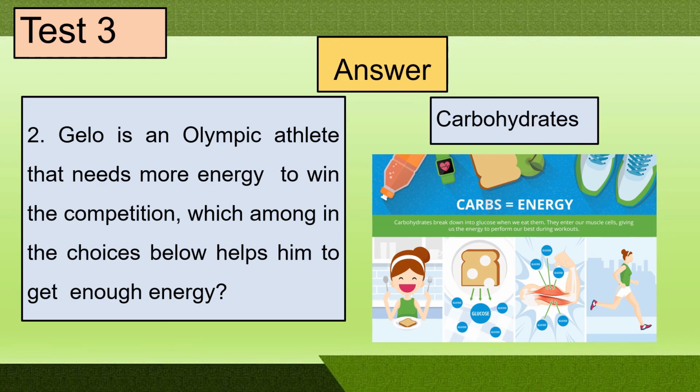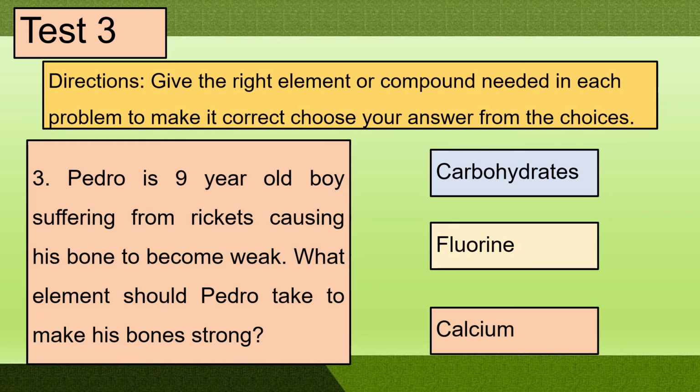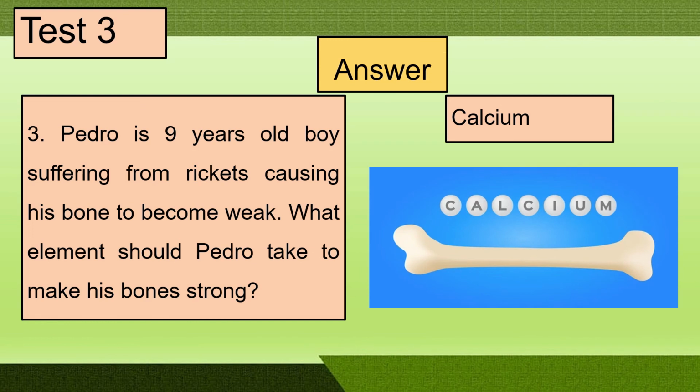And for the last problem, Pedro is a 9-year-old boy suffering from rickets, causing his bones to become weak. What element or elements should Pedro take to make his bones strong? The correct answer is calcium. Calcium helps our bones to become strong, to make him a strong athlete.